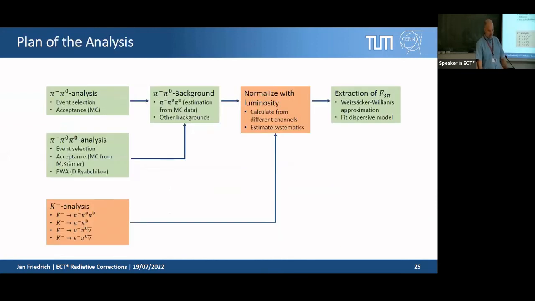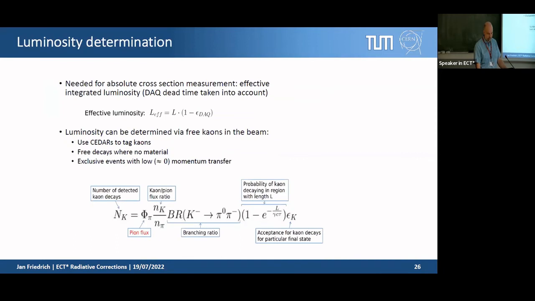All right, then a few things to these kaon decays. We have 4 of them, which we analyze. It's the kaon decay into 3 pions, into 2 pions. So this is the same final state as for the process of interest itself. And then the 2 semi-leptonic decays into muon and pi 0, or electron and pi 0.